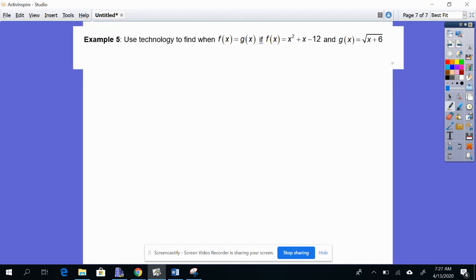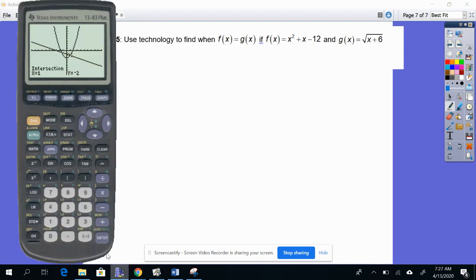Okay, last one, really quick. Same concept. I'm just going to clear these out. I'm going to put one of them in y1, one of them in y2. It 100% does not matter. x squared plus x minus 12. Now, you do want to make sure that these are the only 2 functions you have in there. That can cause problems, but as long as that's true, then you're fine. x plus 6, done. Graph.